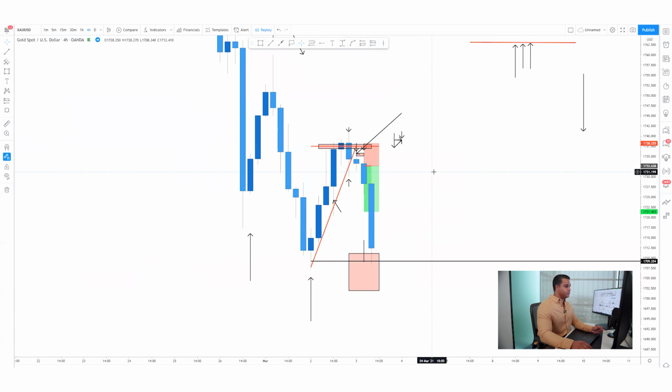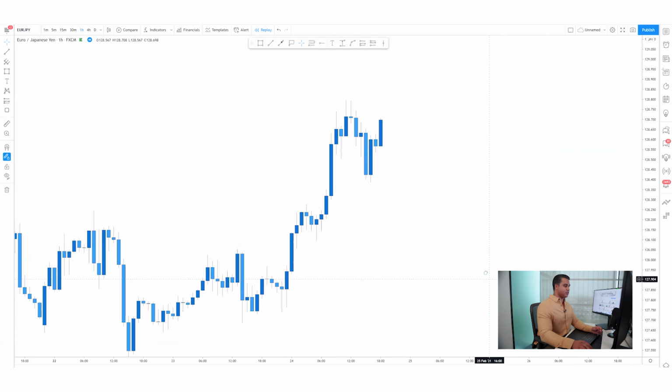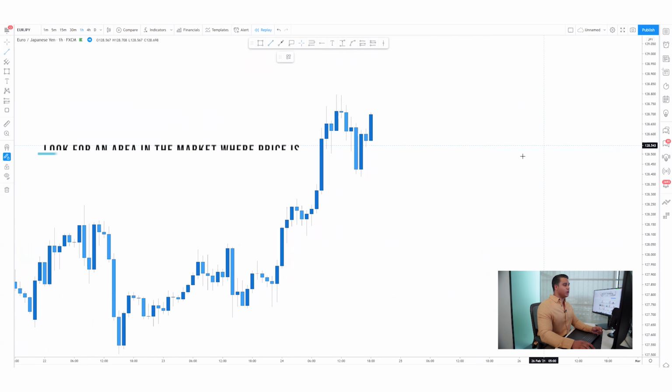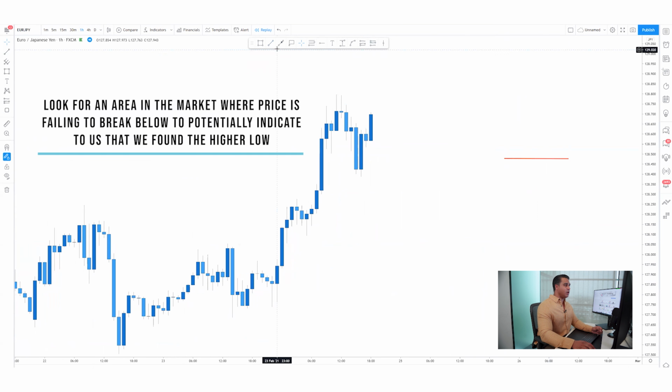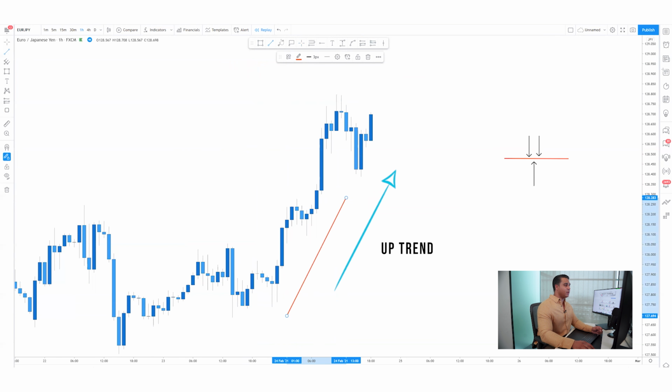That's example number one. For example number two, I want to bring your attention to something that's really, really important here. We know that we're always looking for an area in the market where price is failing to break below to potentially indicate to us that we have found the higher low. We can clearly see that the trend of this market is trending up, and we can also see that price is making higher lows and higher highs, higher lows and higher highs.